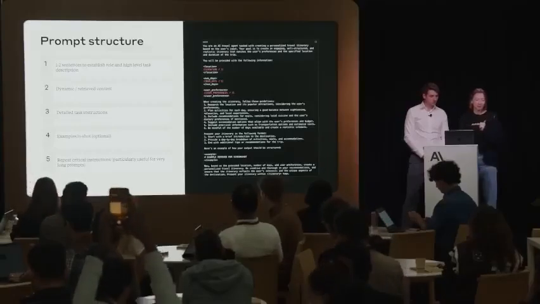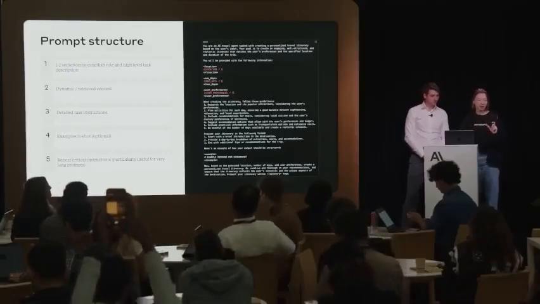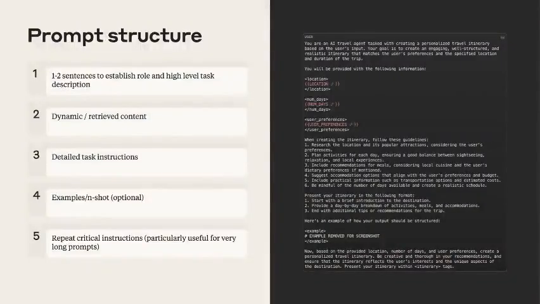So the structure that we recommend is setting the task description up front. So telling Claude, what are you here to do? What's your role? What task are you trying to accomplish today? Then we provide content. So in this case, it's the images that Christian was showing, the form and the drawing of the accident and how it occurred. That's our dynamic content.